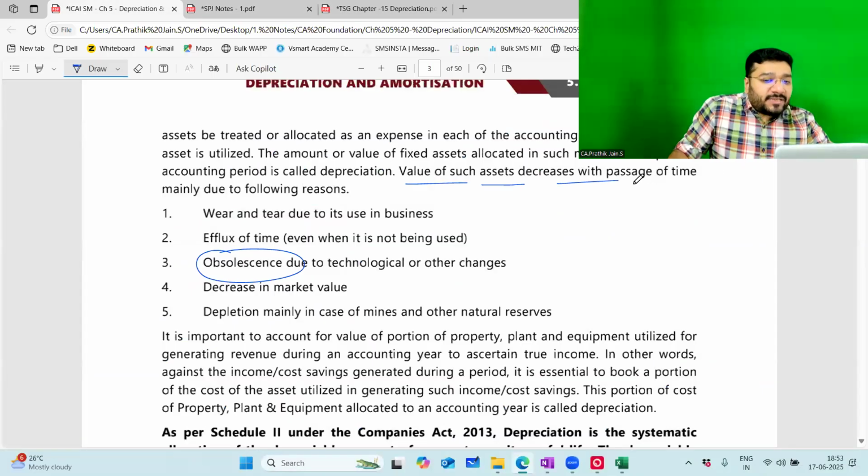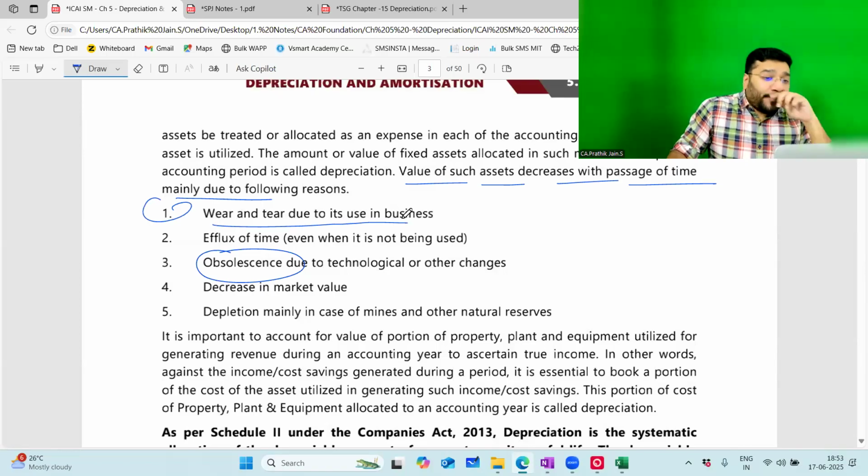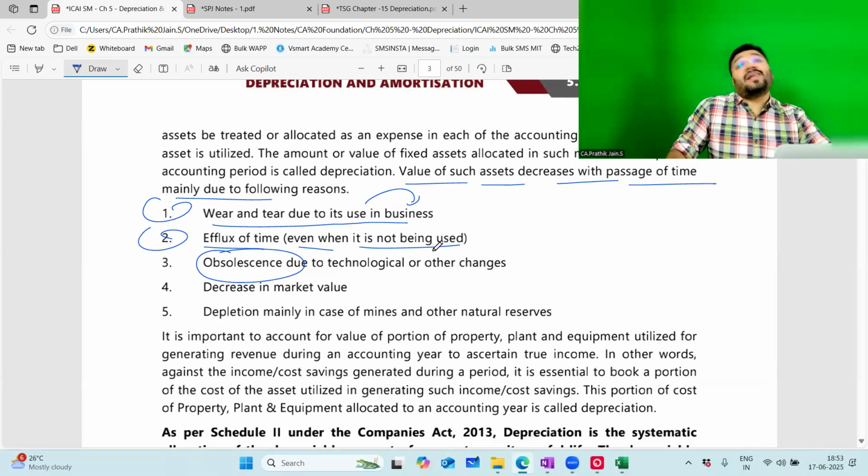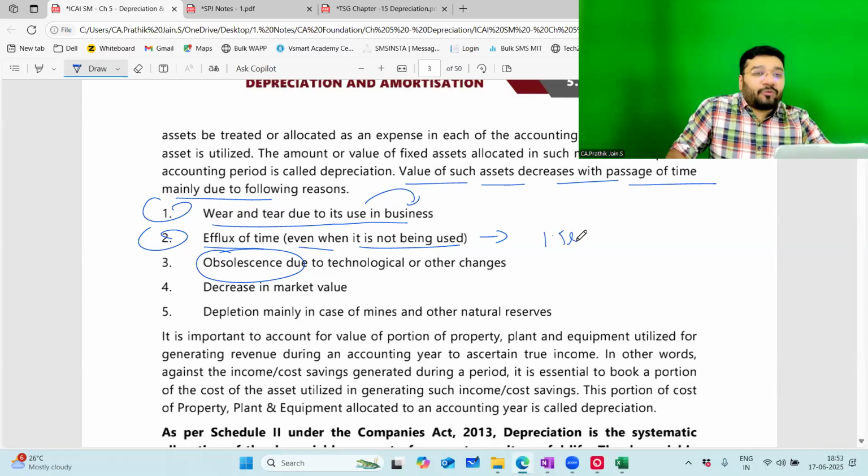Value of such asset decreases with passage of time mainly due to the following reasons. First reason is what? Wear and tear due to its use in the business. Wear and tear means what? By using the asset, the value of the asset reduces. Second is efflux of time. Even when it is not being used, still the value of the asset will reduce. One more example I can give for this: iPhone, you purchased for 1.5 lakh rupees. What did you do? You just broke the seal.